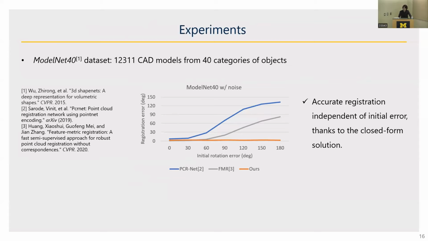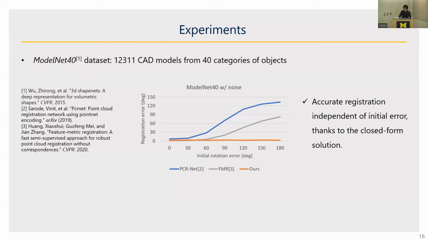We conducted experiments on the ModelNet40 dataset, which contains about 12,000 CAD models from 40 categories of objects. We compare our method with several existing correspondence-free registration methods in the literature. And as shown in the figure, regardless of the initial rotation error, which is shown on the horizontal axis, our method yields accurate registration results, thanks to the closed-form solution in the equivariant feature space.